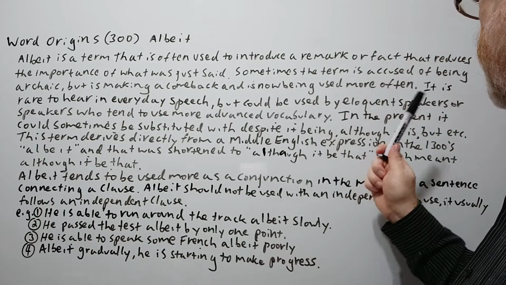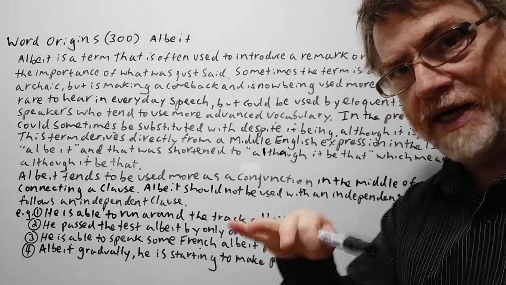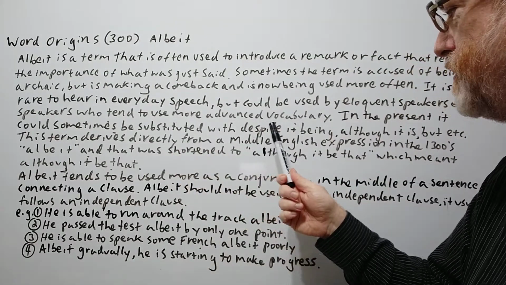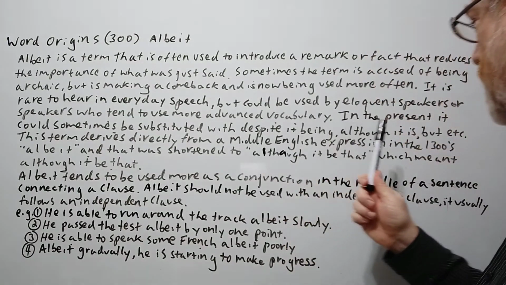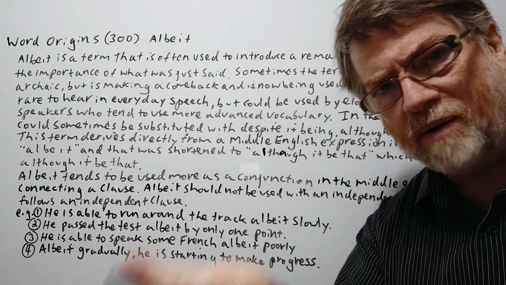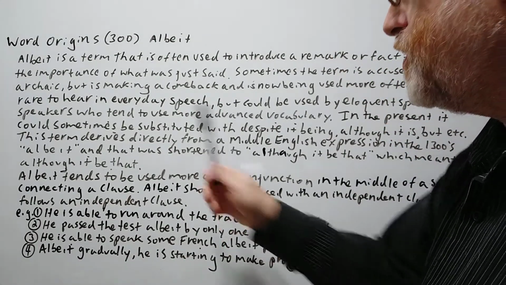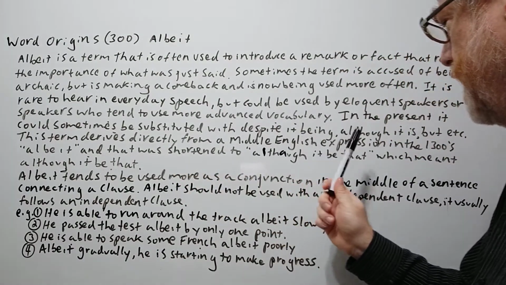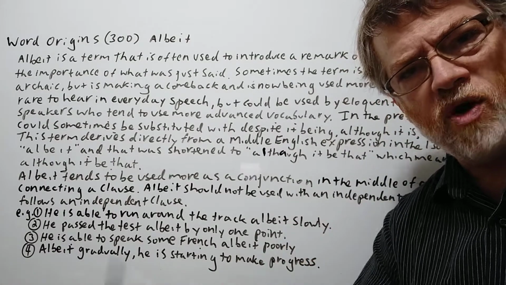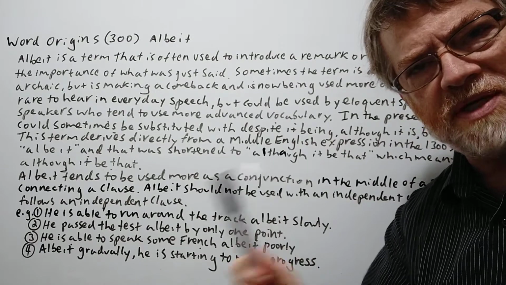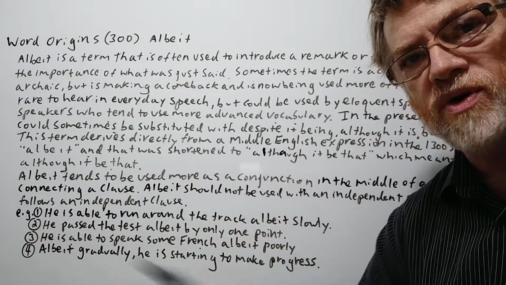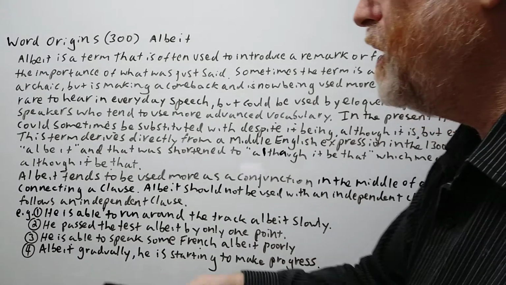Let's continue. In the present, meaning nowadays, it could sometimes be substituted with despite it being, although it is, but, etc. Depending upon how it's used. The term derives directly from a Middle English expression in the 1300s. If you go back, Chaucer used it a lot. There's some examples in Shakespeare too. But throughout history, of course, you hear it used quite a bit.